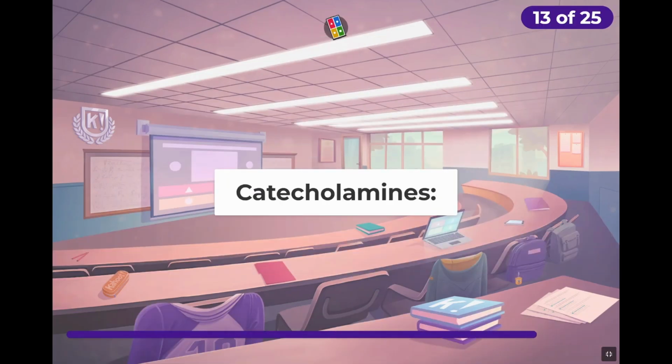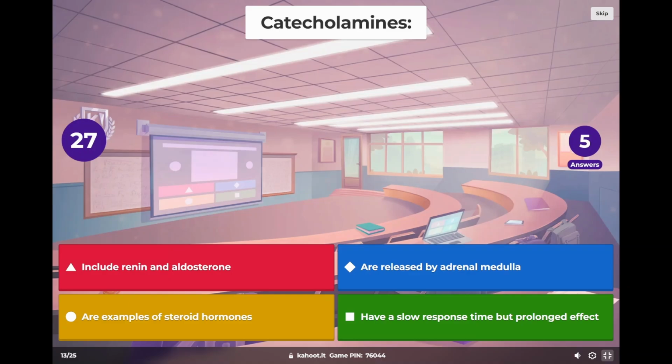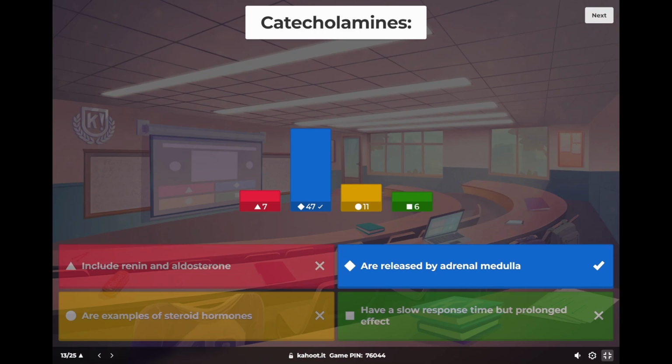Okay, next, moving on to endo now. Catecholamines. What are the two catecholamines? Epi and norepi. Epinephrine, because they're an amine group, they're not steroids, they're amines. And have a slow response time but prolonged effect? No, those are other hormones. Catecholamines have a fast response time and short effect.